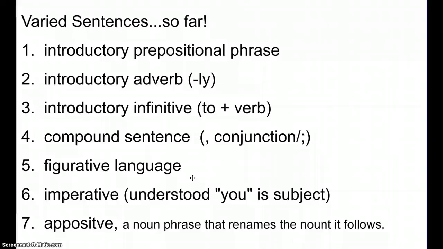Number 6 is the imperative sentence, in which we use the understood subject you. Another word for that is a command, telling somebody to do something: do your homework, look out for that bus. And then the last one is an appositive, and you'll always see an appositive after a noun. There will be a comma, and then a noun phrase that follows it and tells more about the noun. So this example right here actually is an appositive.